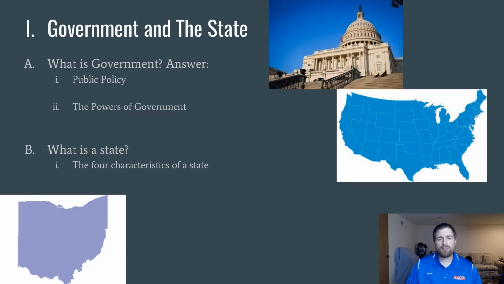The four characteristics of a state are basically what I just said. Does it have a population? In other words, do people live there? Does it have a defined territory? So are there borders that define clearly what the area of this state is? Does it have sovereignty? And we'll come back to that in a second. And does it have a functioning government? So those are the four characteristics of a state. You have to meet all four of those characteristics to be considered a state.